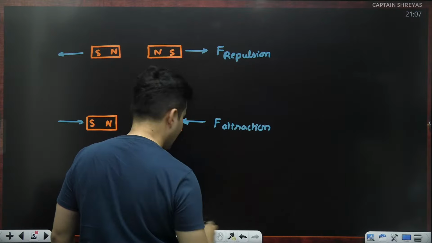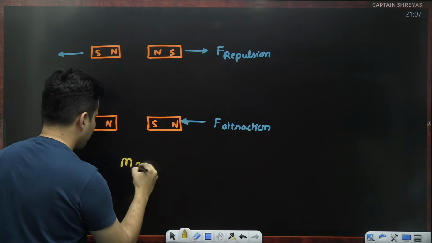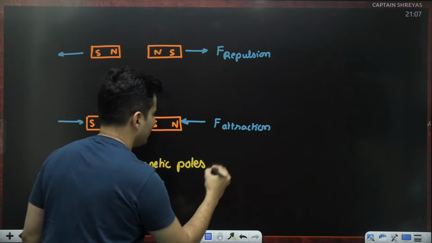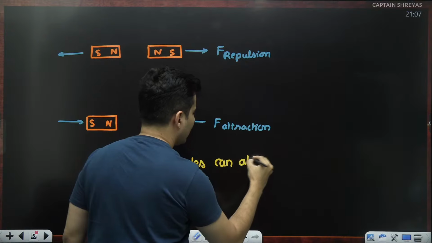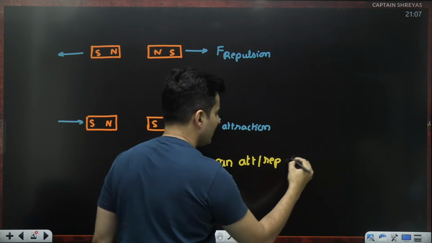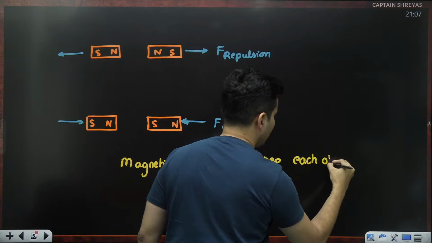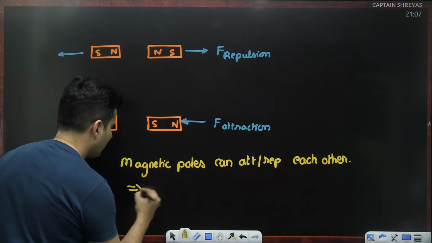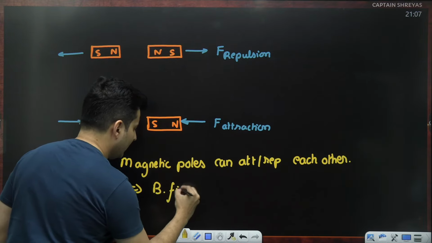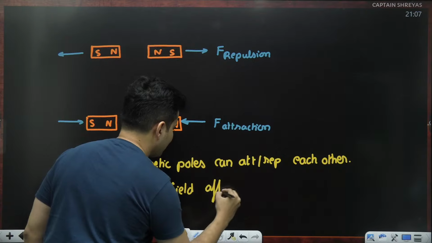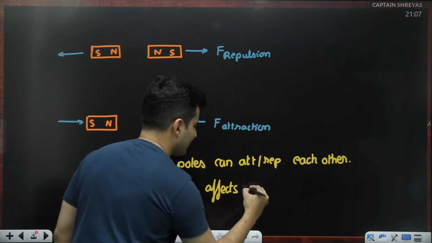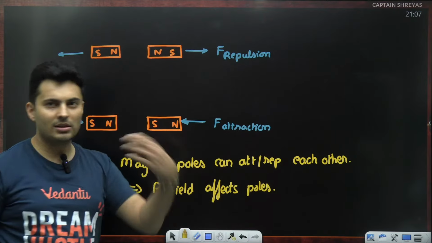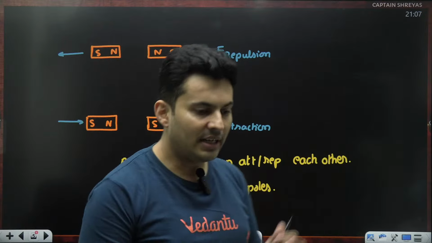So we can just say that magnetic poles can attract or repel each other depending on their polarities, just like charges. So therefore magnetic field affects poles. Magnetic field affects the north pole or the south pole, definitely. So that is one thing.